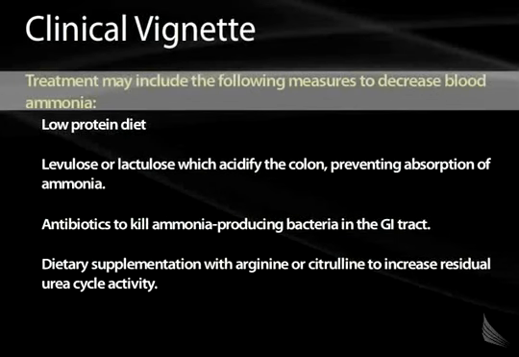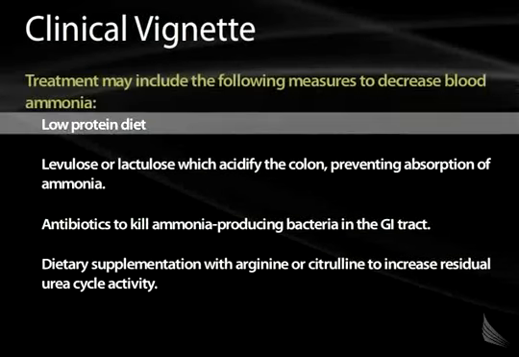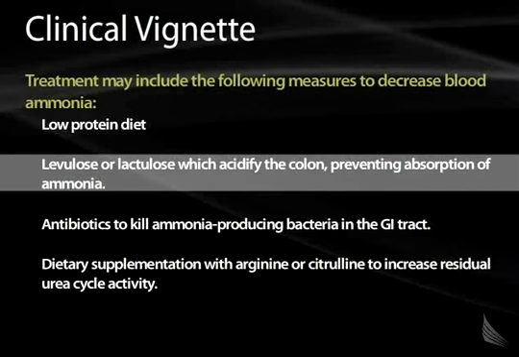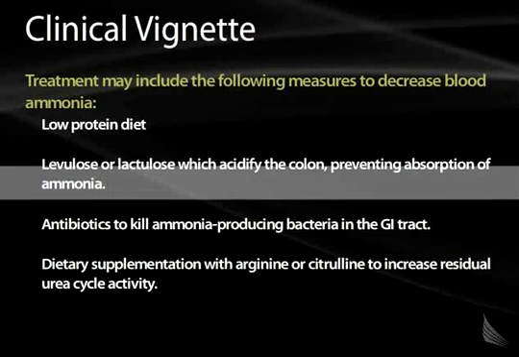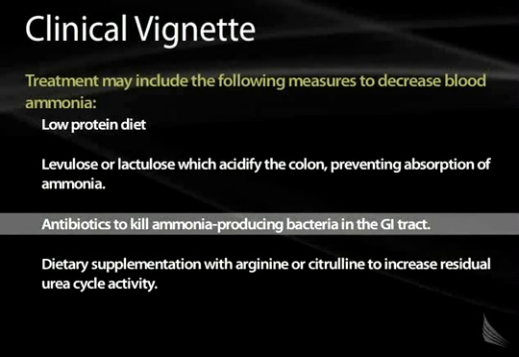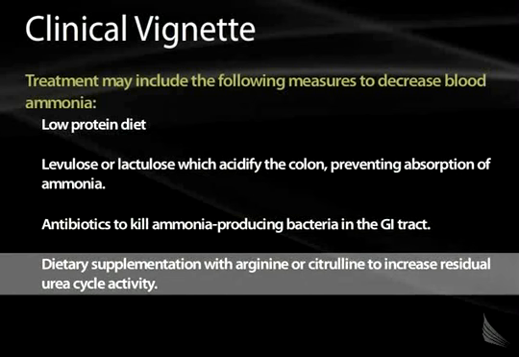Now, treatment may include any of the following measures. You may give them a low protein diet. You can give lactulose, which acidifies the colon and prevents the absorption of ammonia. That reduces the ammonia load. You can give antibiotics that kill ammonia-producing bacteria in the GI tract, again, the purpose of which is to decrease the ammonia load. You can also give dietary supplementation with arginine or citrulline, which increases residual urea cycle activity.